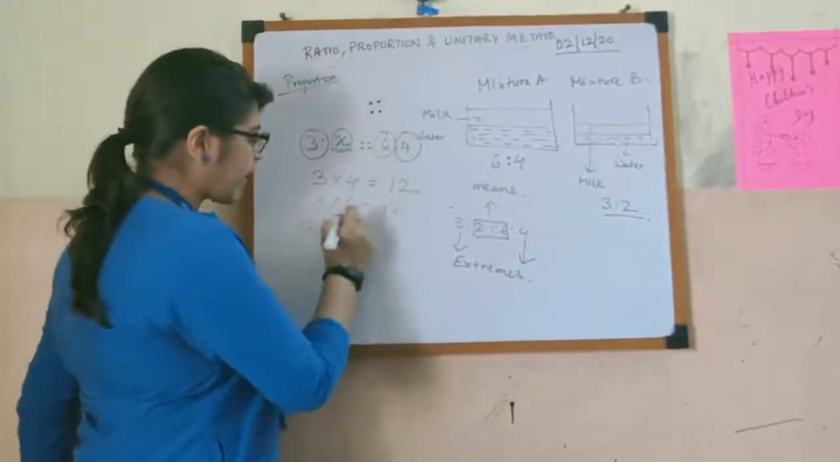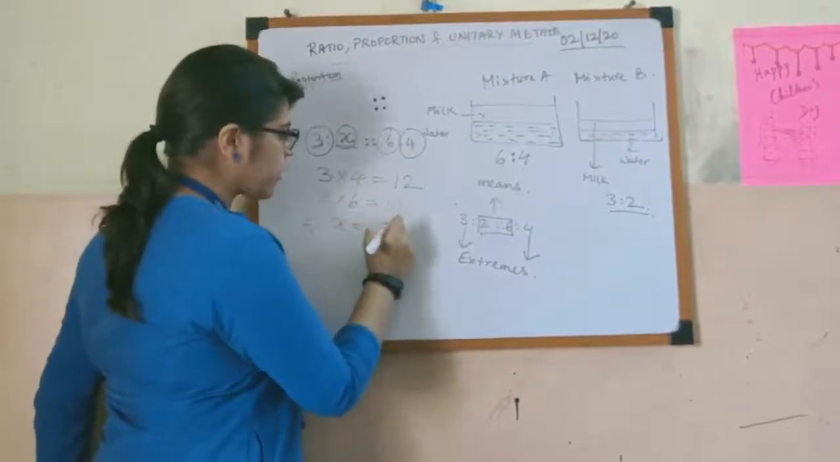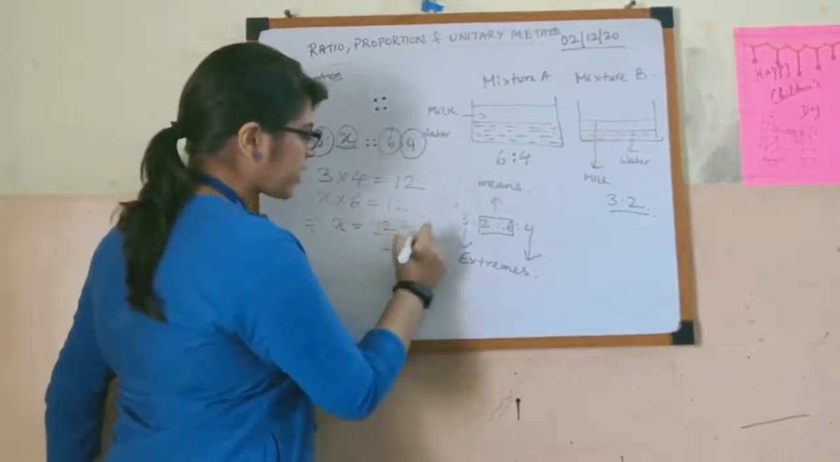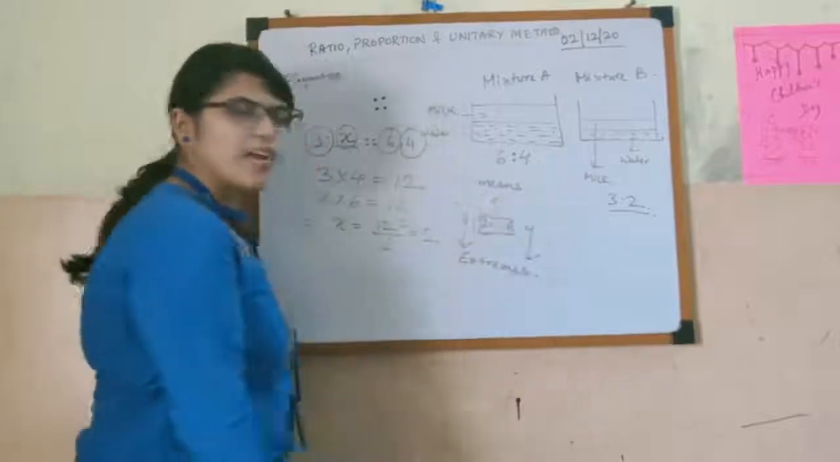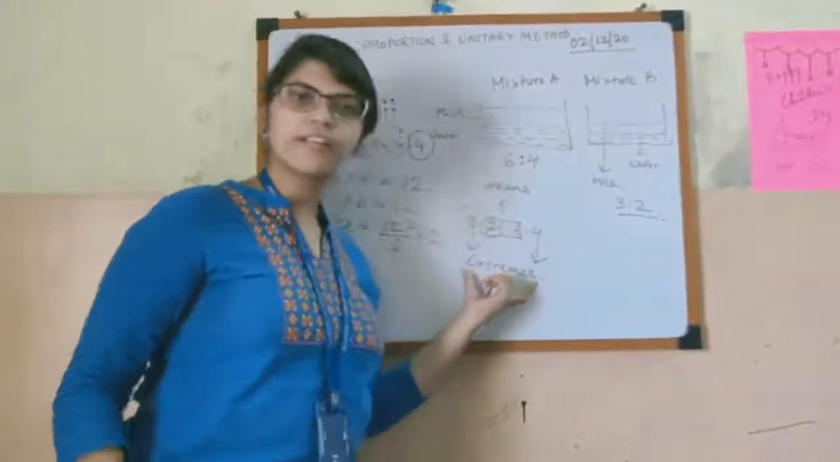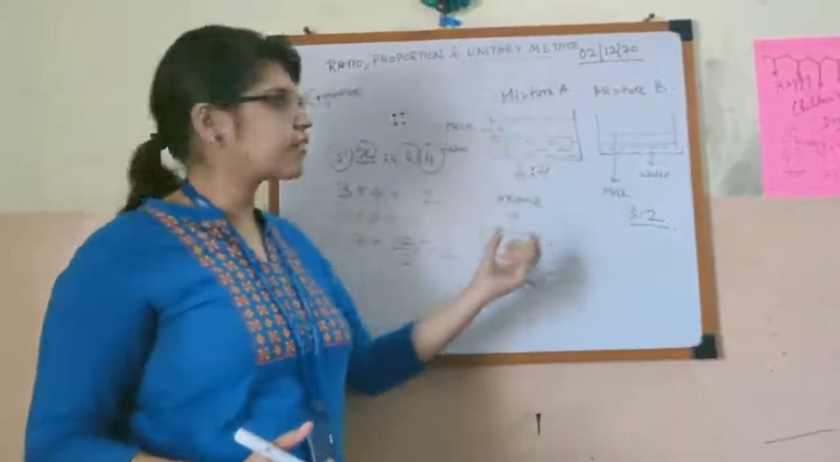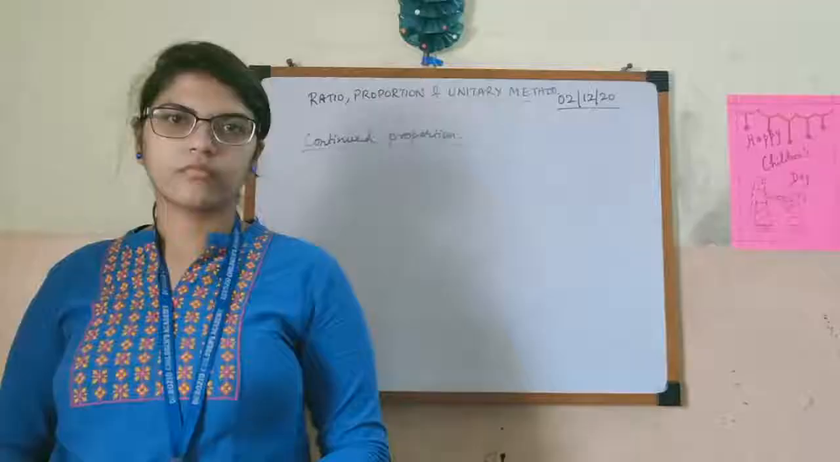So we can say that x is equal to 12 divided by 6. That means x is 2. So this is the answer we are getting from here. So the multiplication of the two extremes should be equal to the multiplication of the two means. So this is the concept for proportion.